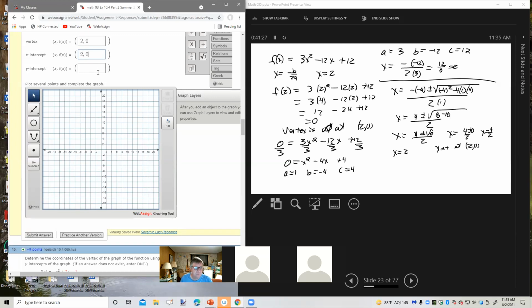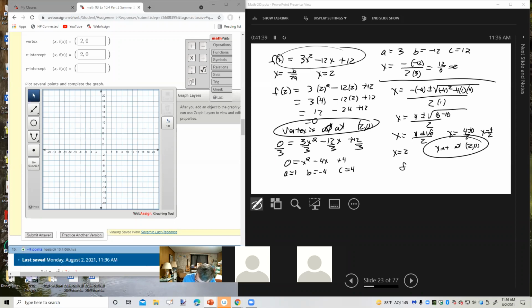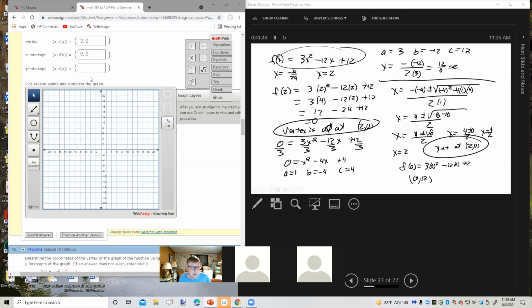Okay. So we've got the vertex and the x-intercept. To find the y-intercept, you'd set x equal to 0. F of 0 is going to be what? 3 times 0 squared minus 12 times 0 plus 12, which is 12. So your y-intercept is at 0, 12.